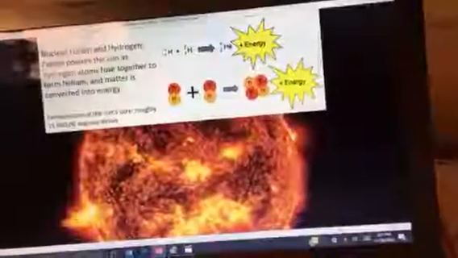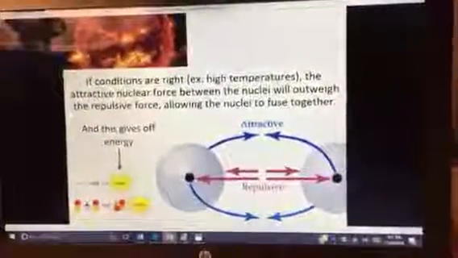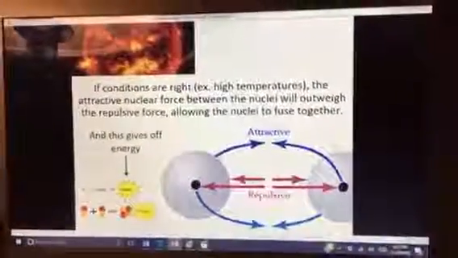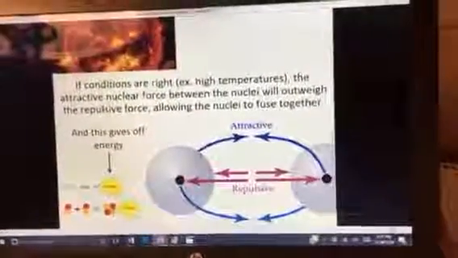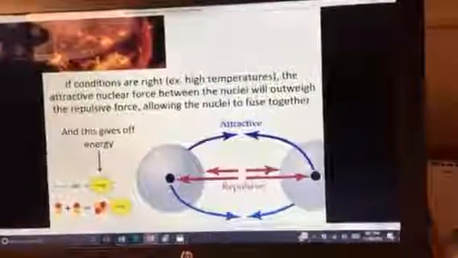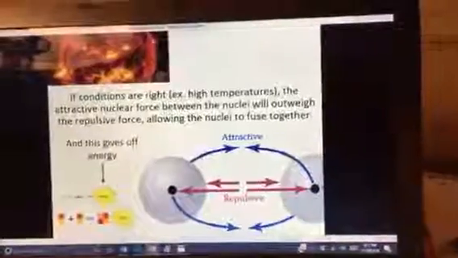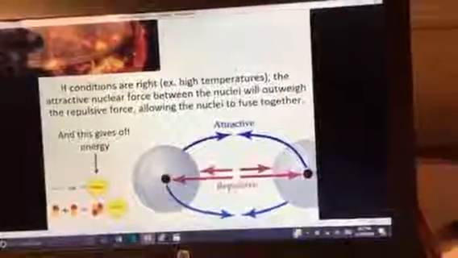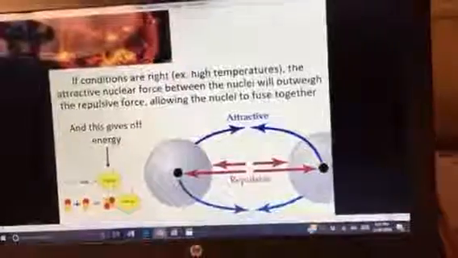So normally, fusion isn't possible because the strong repulsive electrostatic forces between the positively charged nuclei prevent them from getting close enough to collide for fusion to occur. However, if the conditions are such that the nuclei can overwhelm the electrostatic forces to the extent that they come very, very close, then the attractive nuclear force between the nuclei will outweigh that electrostatic force, allowing the nuclei to fuse together.